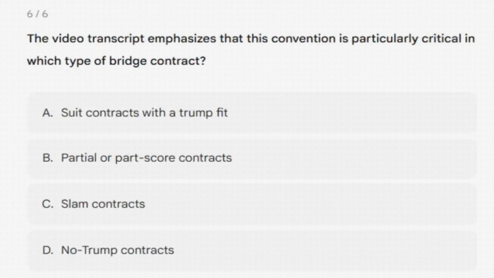Quiz 6. The video transcript emphasizes that this convention is particularly critical in which type of bridge contract?